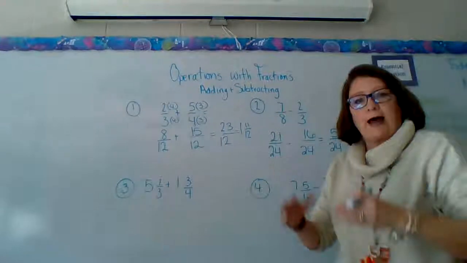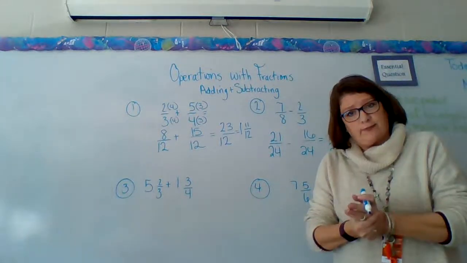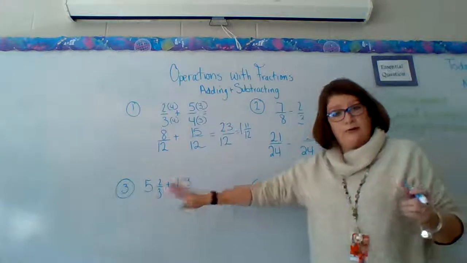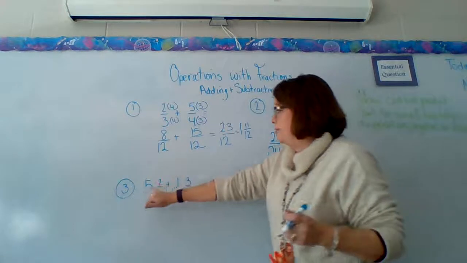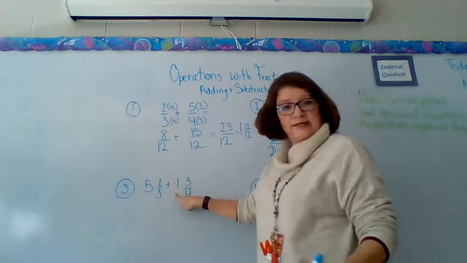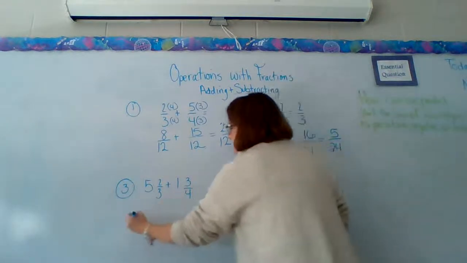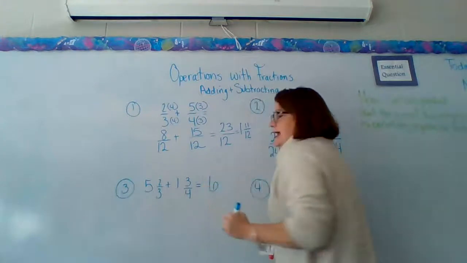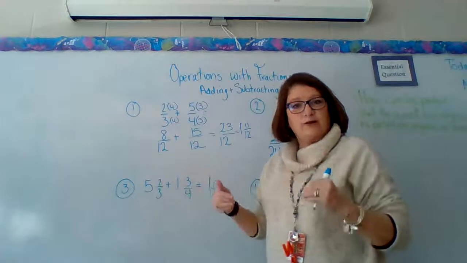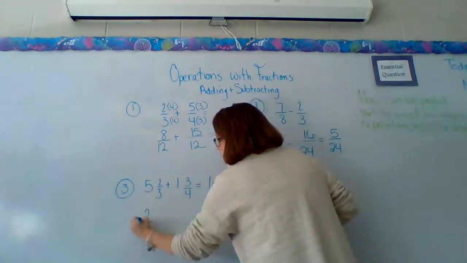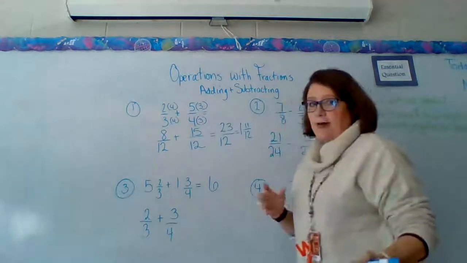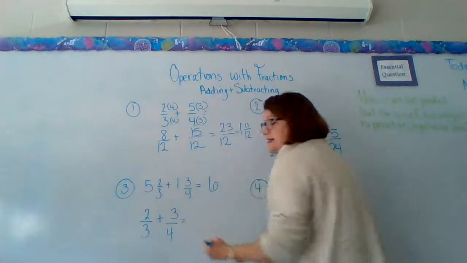Number 3, we've got mixed numbers. When you're adding mixed numbers, you can separate out the whole number from the fraction. And that's what I'm going to do here for number 3. I'm going to separate out the fact that I've got 5 as a whole number and 1 as another whole number, which gives me a total of 6. And now I'm going to focus on adding the fractional parts of the mixed numbers. So I'm going to write 2/3 plus 3/4. And again, I'm going to use the crisscross applesauce method because it's actually quicker.